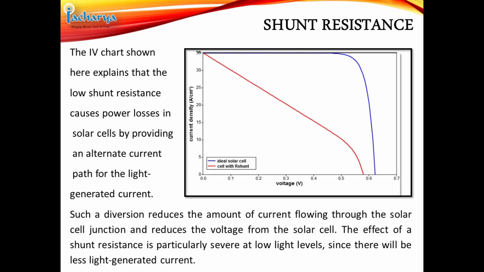Such a diversion reduces the amount of current flowing through the solar cell junction and reduces the voltage from the solar cell. The effect of a shunt resistance is particularly severe at low light levels since there will be less light generated current.